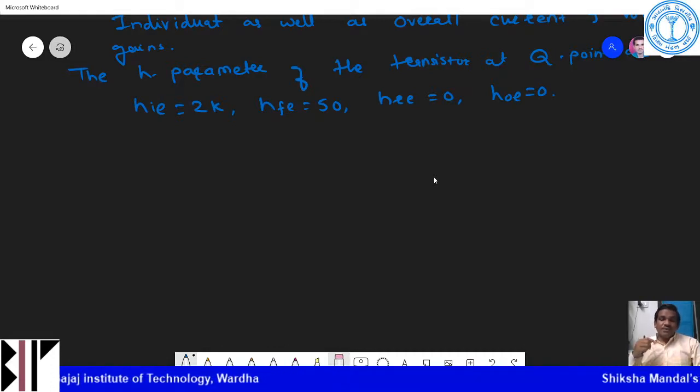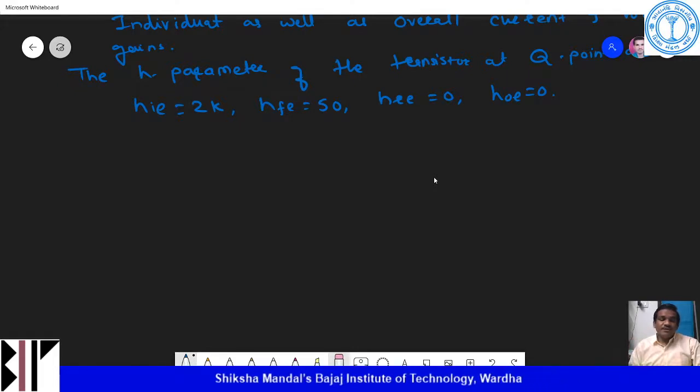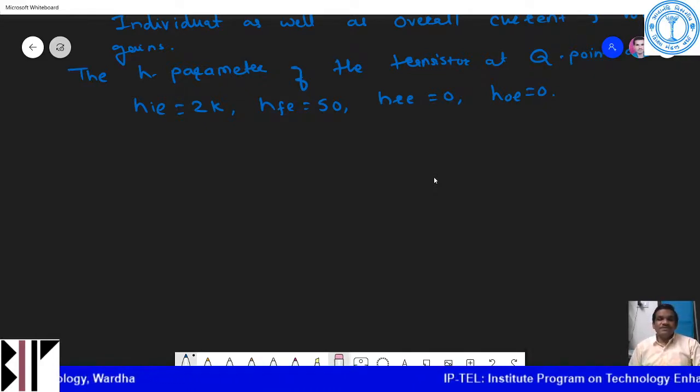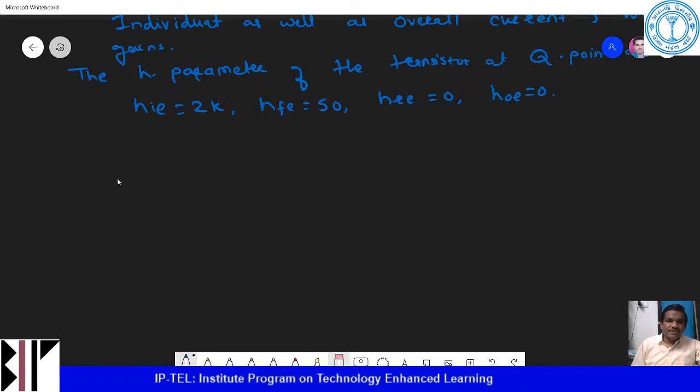So conveniently we can calculate first the current gain, then input impedance, then voltage gain, and then output impedance. If you make a sequence like this, it will be easier to calculate all the parameters. So first we need to draw an AC equivalent circuit for the two-stage amplifier. I will draw that AC equivalent circuit.